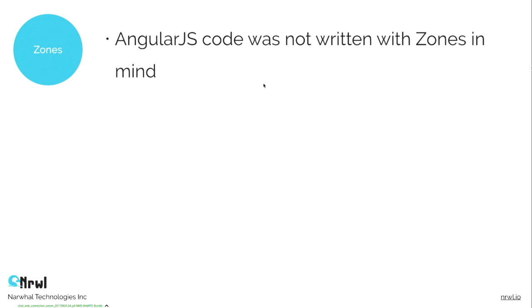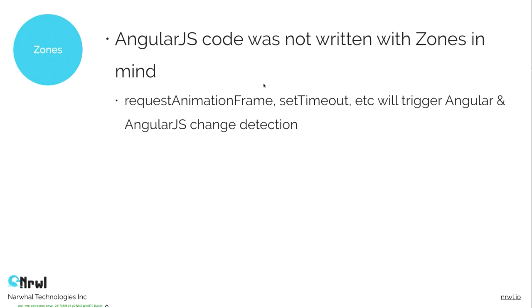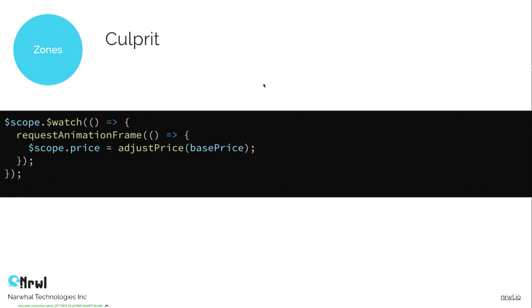So AngularJS code was not written with zones in mind. Actually, AngularJS code never expected to be run in a hybrid mode. It didn't know it was going to be in this upgraded application ever. And so the application that your team has written or that third-party library authors have written don't account for these new things, like that change detection will happen when an async event occurs. So they didn't really think about this when they designed it. So things like requestAnimationFrame and setTimeout are going to cause change detection every time they occur.